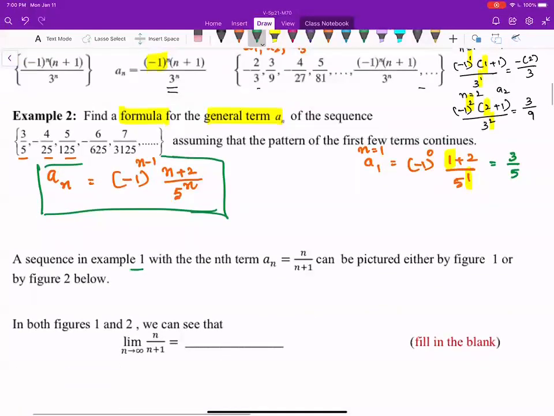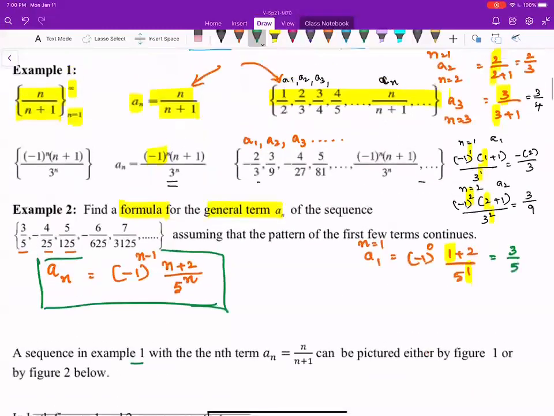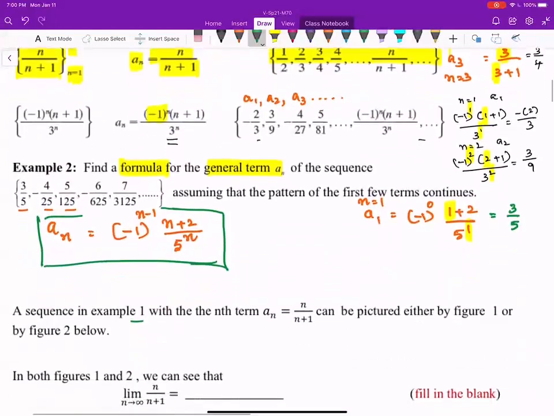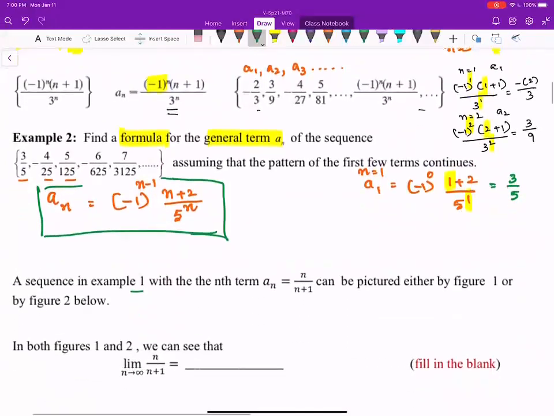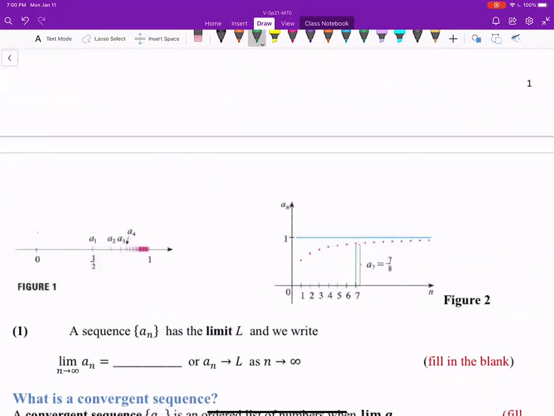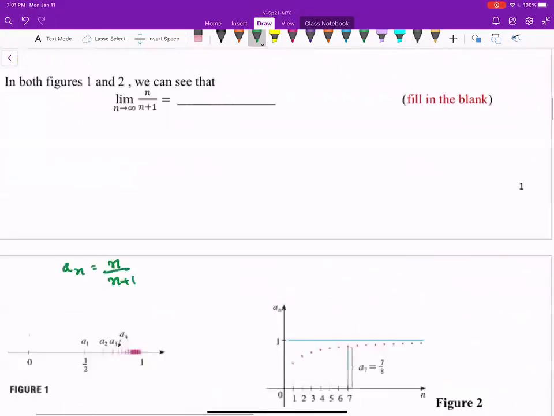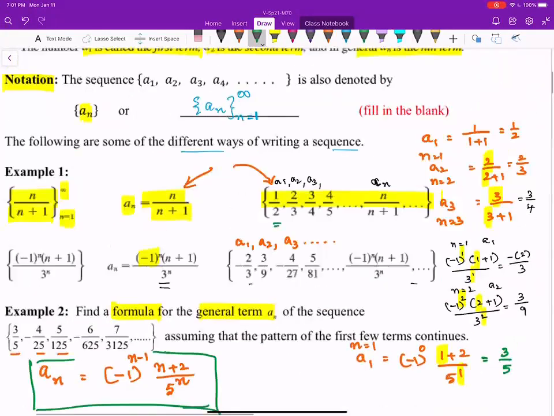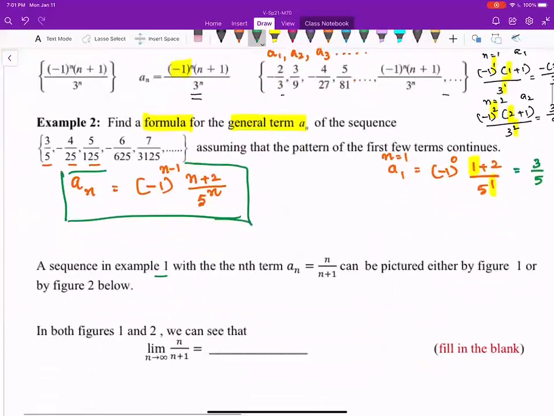A sequence in example 1, with nth term an equal to n over n plus 1, can be pictured either by figure 1 or by figure 2 below. So the nth term is n over n plus 1. The first term is 1/2, second term is 2/3. The first term is 0.5, second term is 0.67, the third term is 0.75. It slowly increases to the value 1, right?